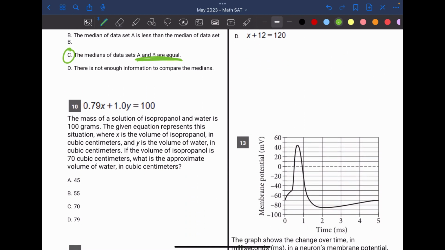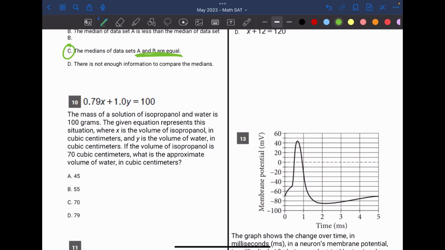Question number 10, 0.79x plus 1y is equal to 100, and then the mass of a solution of isopropanol and water is 100 grams, so this is the mass, 100 grams. The given equation represents the situation where x is the volume of isopropanol in cubic centimeters, and y is the volume of water, so this is water, in cubic centimeters as well. And then if the volume of isopropanol is 70 cubic centimeters, so if x is 70, what is the approximate volume of water? So basically, if this is 70, find y.